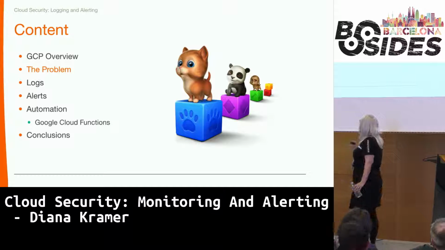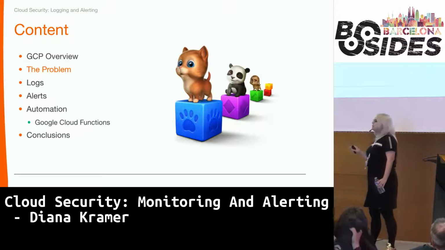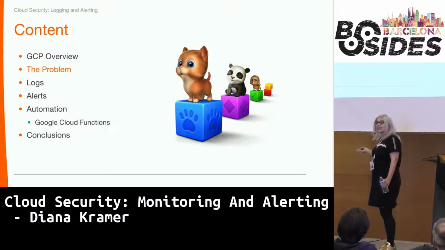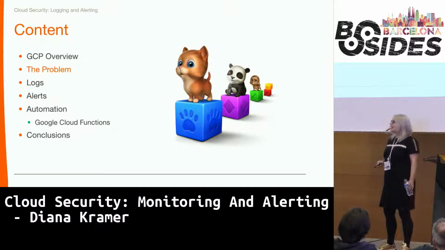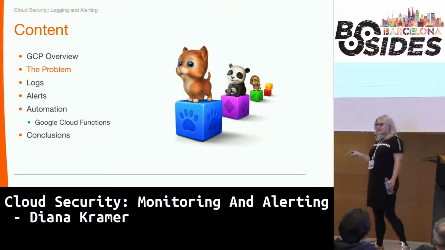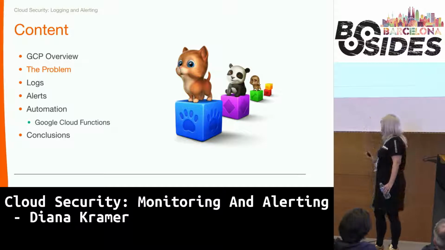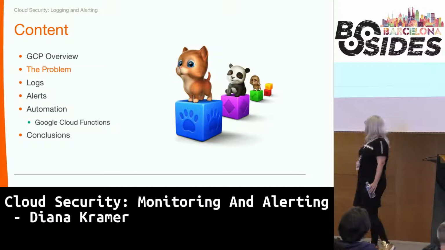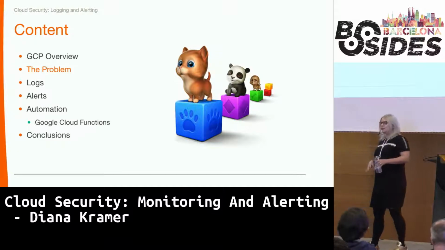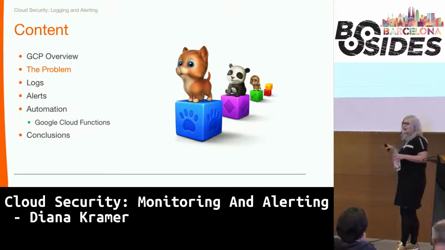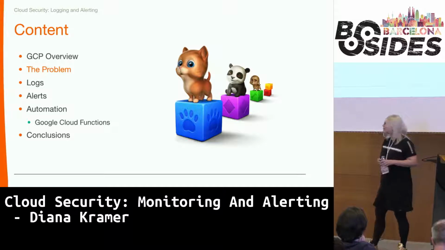Great. So this will be our content today. It's divided into two parts. In one, we will talk about logs and alerts and the options that GCP gives us. We will state some problem and philosophy there. And then in the second part, we will show an automation framework completely built inside GCP that will help us with detection and incident response.